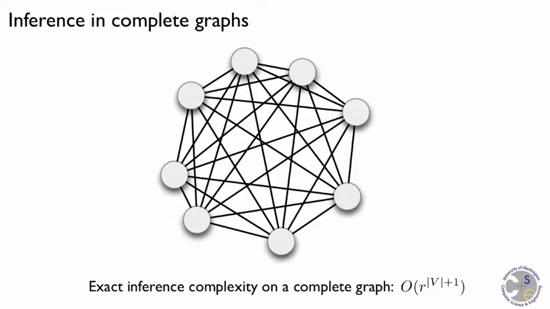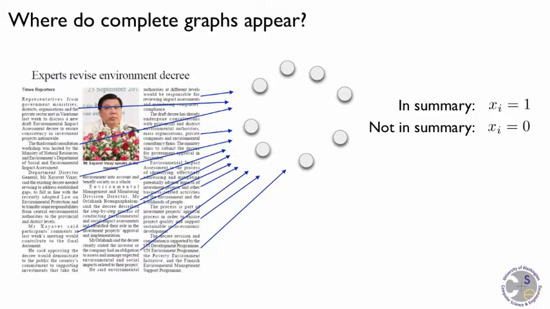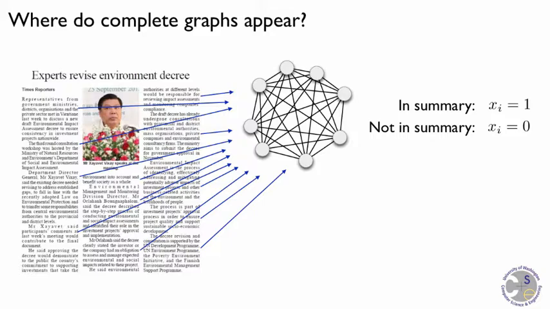This problem is obviously difficult, but why even consider complete graphs? Consider the task of summarizing a document. We could represent the inclusion of a particular sentence in the summary with a random variable x_i. x_i is 1 if we include the sentence in the summary, and it's 0 if we don't include it. Now, including any one sentence in the summary influences the probability of including any other sentence, because in a good summary, we want to maximize coverage of our document, but we also want to avoid redundancy. Therefore, our graphical model is a complete graph because the distribution it represents encodes all of these inter-sentence interactions.